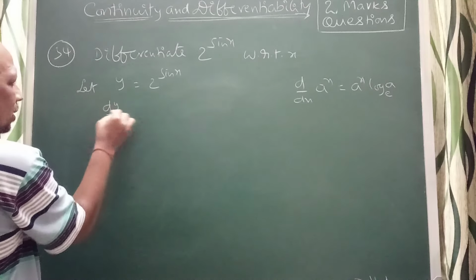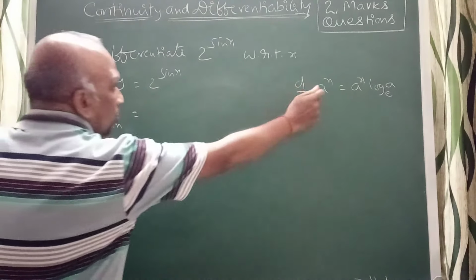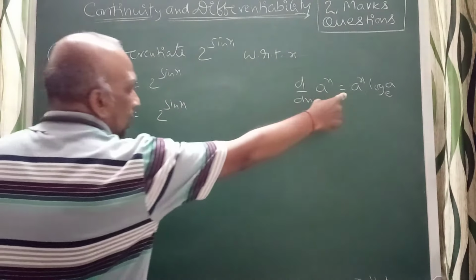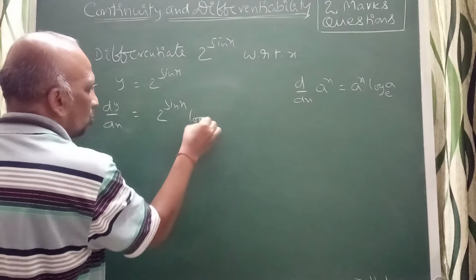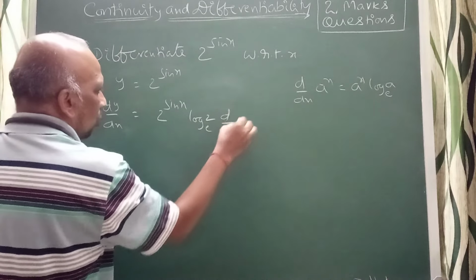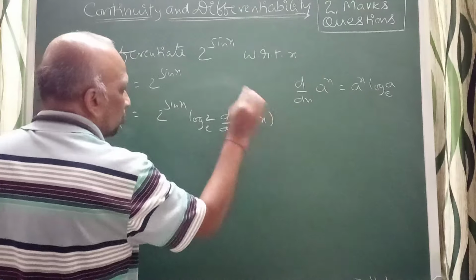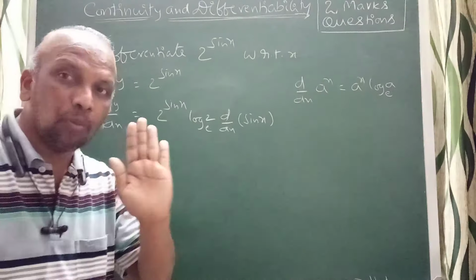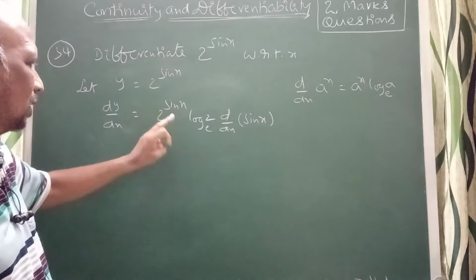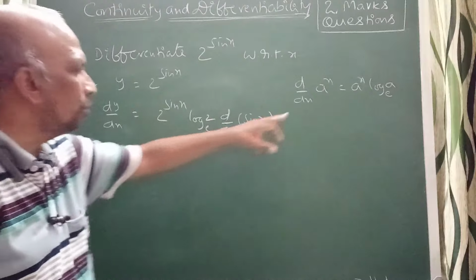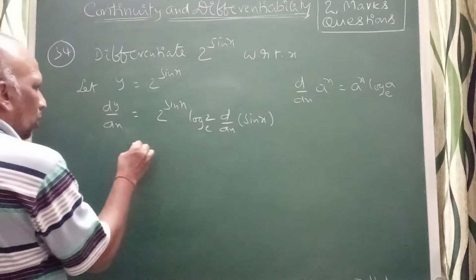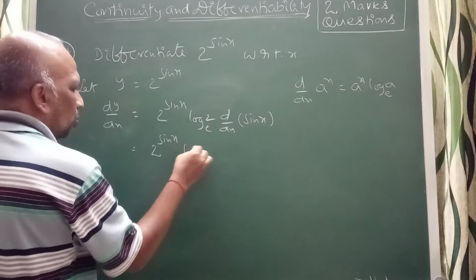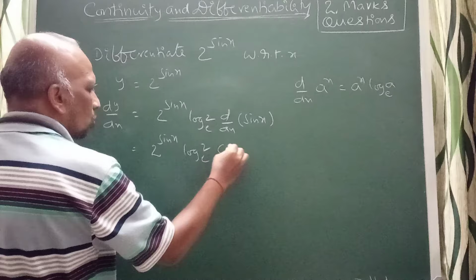So dy by dx, I can write in the form of e power x. So 2 power sin x into log 2 base e, d by dx of sin x. Okay, we are following like this. Some people may do logarithmic differentiation. No problem, you can do like this also. You will get this one: 2 power sin x log 2 base e, and the derivative of sin x is cos x.